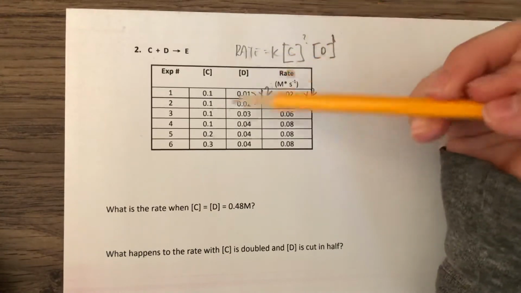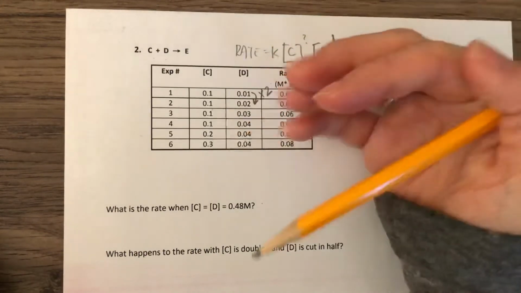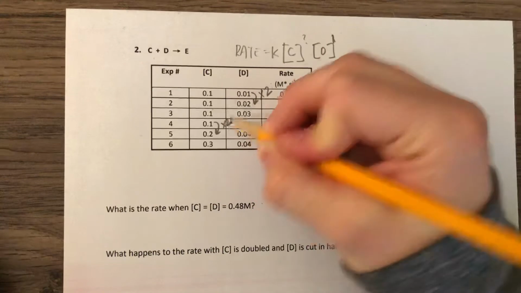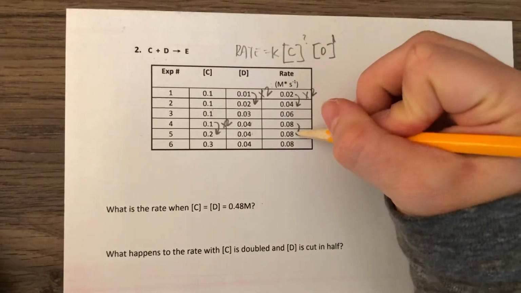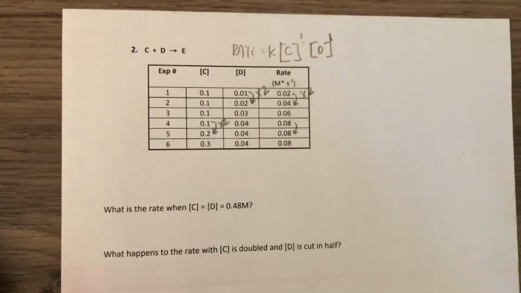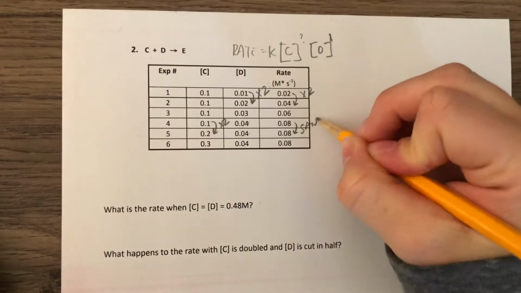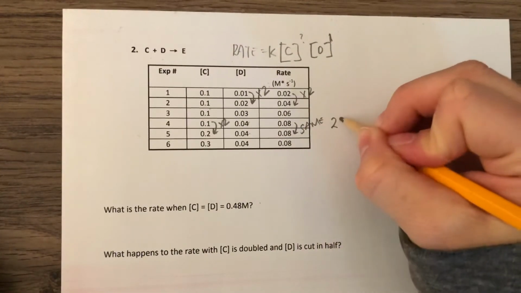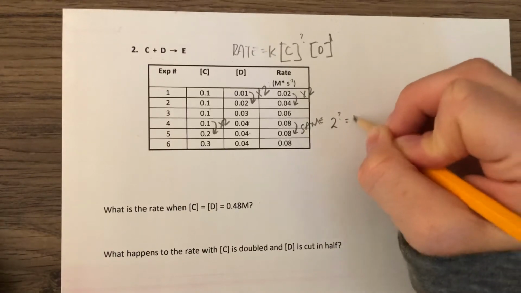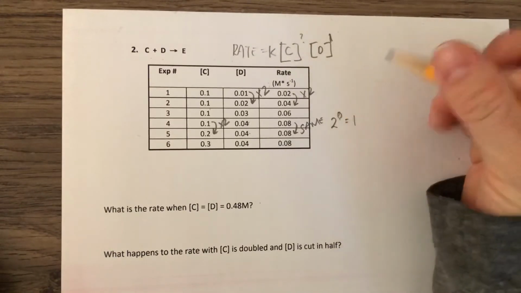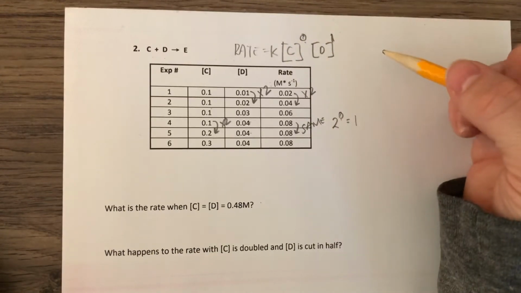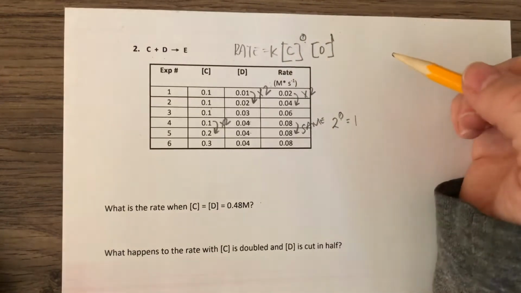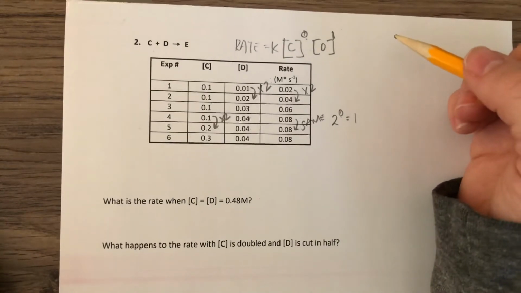Let's look at C now. Between trials 4 and 5, C doubled, but D stayed the same. Let's see how that affected the rate. It didn't change it at all. It's the same. So 2 to what power makes the rate stay the same? 2 to the 0 power. That tells us C is 0 order. It doesn't affect the rate at all. Its change in concentration does not affect the rate at all.